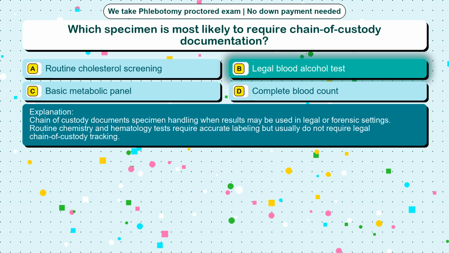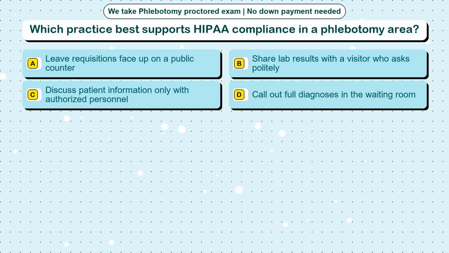Chain of custody documents specimen handling when results may be used in legal or forensic settings. Routine chemistry and hematology tests require accurate labeling but usually do not require legal chain of custody tracking. Question 81. Which practice best supports HIPAA compliance in a phlebotomy area?